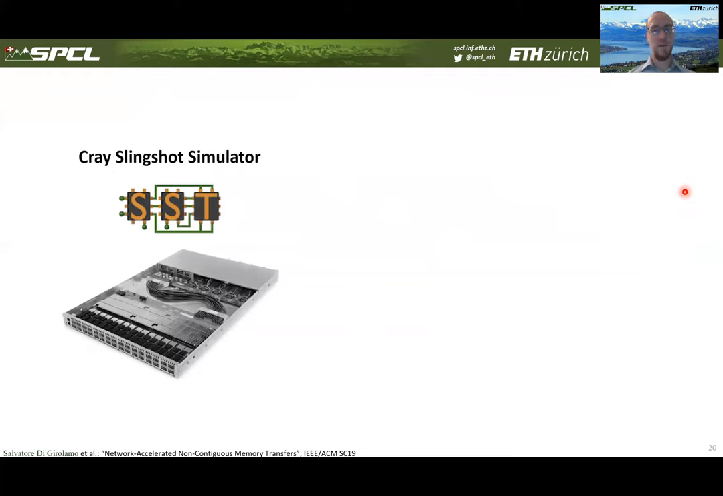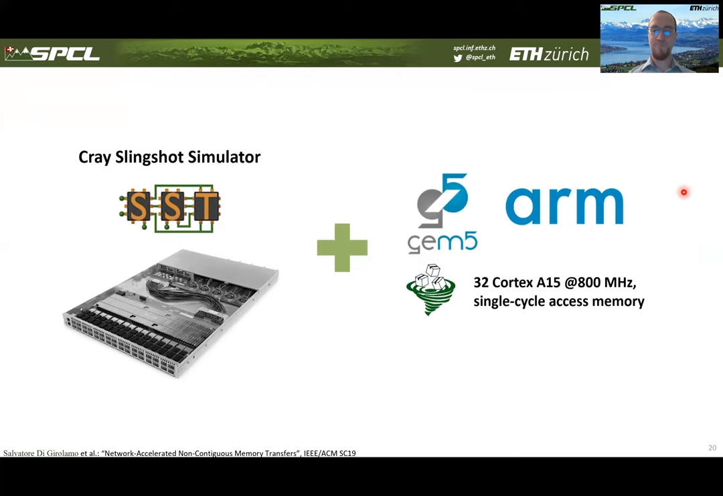So we actually implemented all of this in a simulation, but also in real hardware RTL code with the help of our colleagues at the Electrical Engineering Department under Luca Benini. But first, let me talk about the simulation, where we have the Crace Slingshot simulator, which is based on SST. So a very similar model as the network that is driving many of the exascale or planned exascale computers in the United States. And then we combine this with the Gem5 simulation on an actual ARM class CPU.